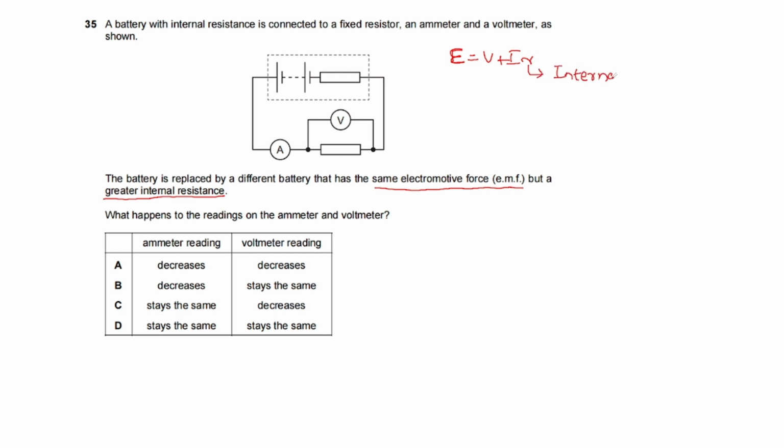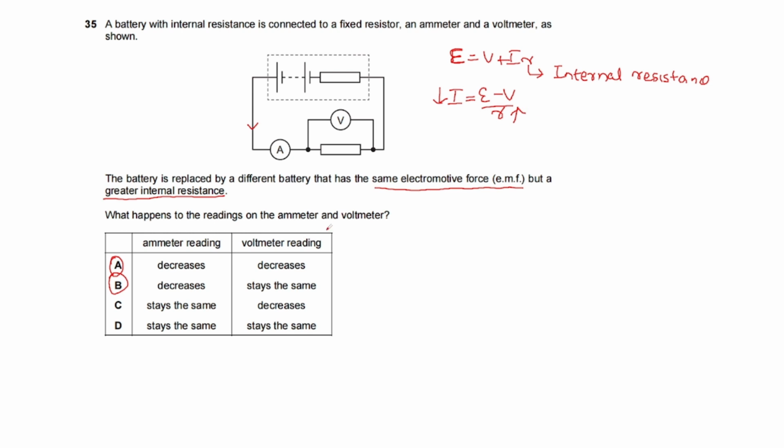Okay, so here first you can find out what is the change in the current value. For that we can rearrange this formula as I is equal to E minus V over r. So from this you could find that as the internal resistance increases, the current value decreases, right? As the current flowing through the circuit decreases, the ammeter reading also decreases. So it will be either A or B, the correct answer.